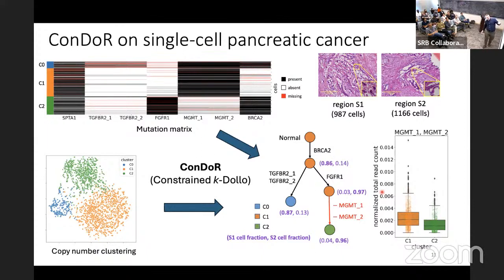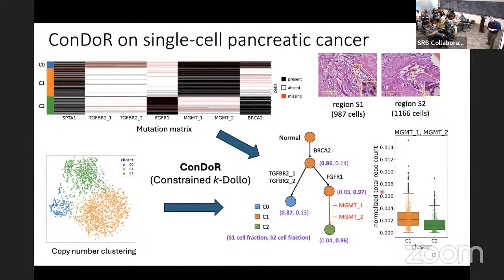Okay, so what's interesting about this tree? The BRCA mutations are sitting up here now, sort of early. These TGF-beta mutations happen in this partition here. FGF happens here. These two, there's only two mutations, these MGMT mutations, are lost. Okay, so that's the tree.